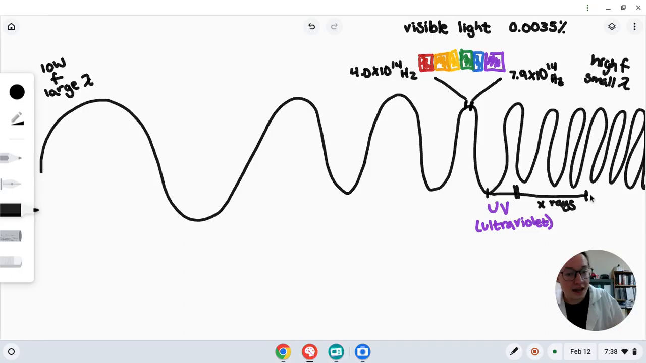Next, after X-rays, we have a frequency of light that is even higher up on the spectrum, and those are called gamma rays. Gamma rays are incredibly dangerous. They're incredibly high energy, and you get this kind of radiation a lot of times with nuclear bombs and that kind of stuff.